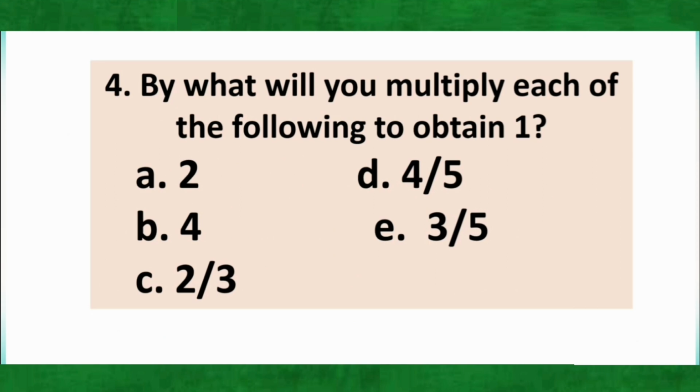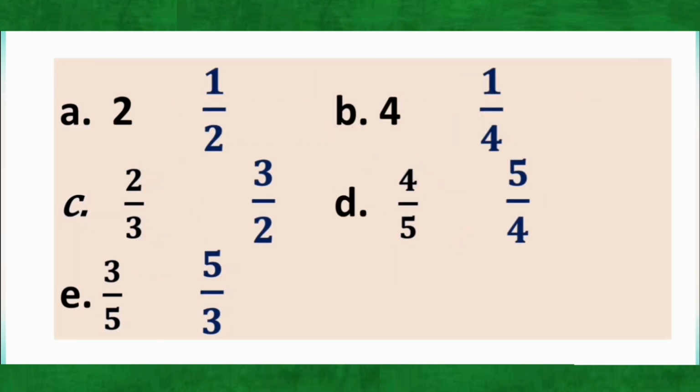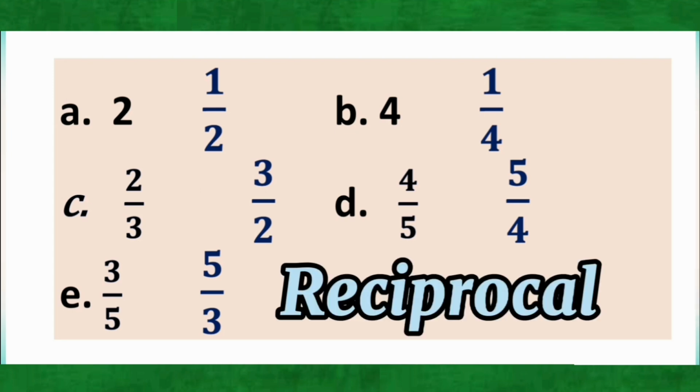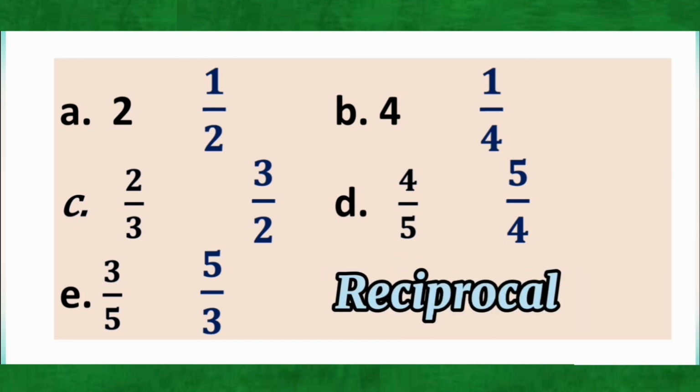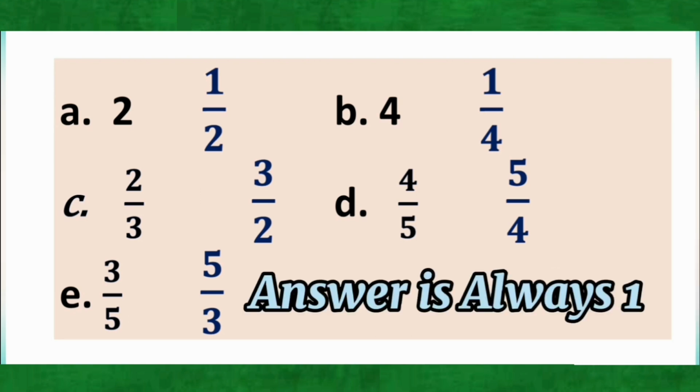And for the last question, by what will you multiply each of the following to obtain 1? And here are the answers. Letter A, 1/2. Letter B, 1/4. Letter C, 3 over 2. Letter D, 5/4, and letter E, 5/3. If you notice, all of the answers are the reciprocals of the given fractions or number. Take note, if you multiply a number by its reciprocal, the answer is always 1.